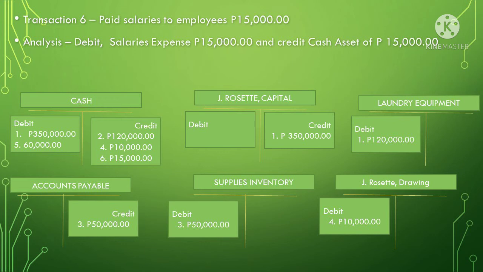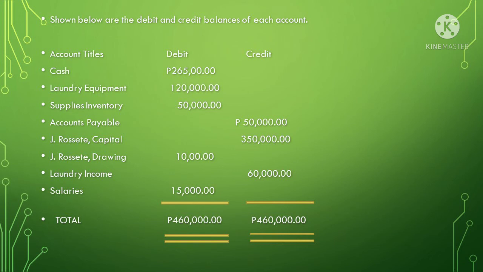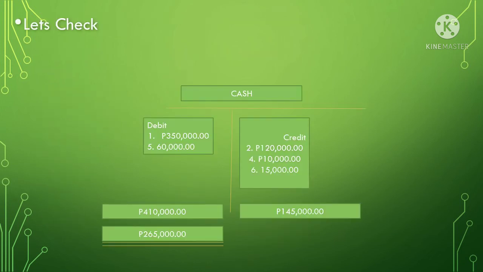Okay, let's proceed to transaction number 6. Paid salaries to employees. So, si Jane sa iyahang laundry services, of course, naay mga tauhan nga magtrabaho diha. So, nagabayad siya karon sa sweldo sa iyang mga tauhan. So, analysis, mag-debit ta og salaries expense. Ang salaries expense, ang iyang normal balance is on the debit side. So karon magbuhat ta og another T account, recognizing the salaries expense in the amount of 15,000 pesos.